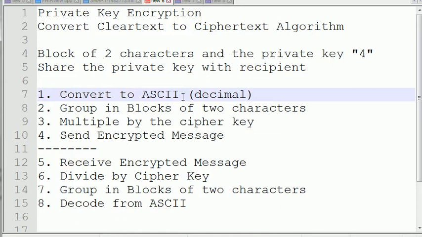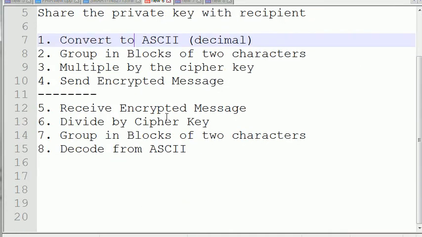All right, so I'll take my message, convert it to ASCII, group the characters into blocks of 2. So 2 characters per block. Then I'm going to multiply each block by my cipher key, and I'll send it across the line. On the other side, my recipient will need to take that message and divide by the cipher key, and then ungroup it into blocks of 2, and then we can decode it. All right, so that's our example.